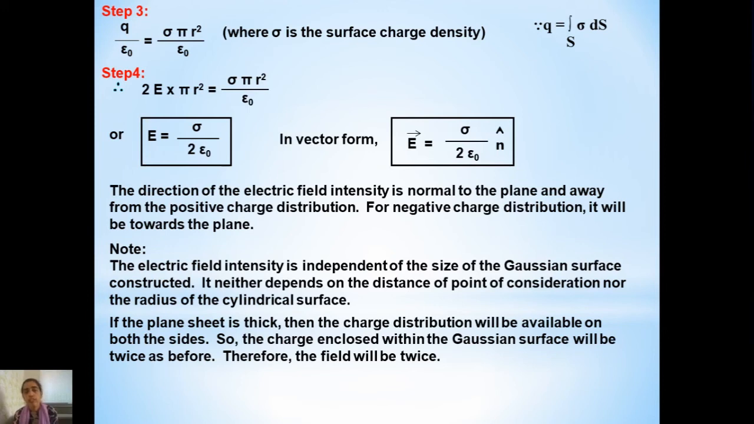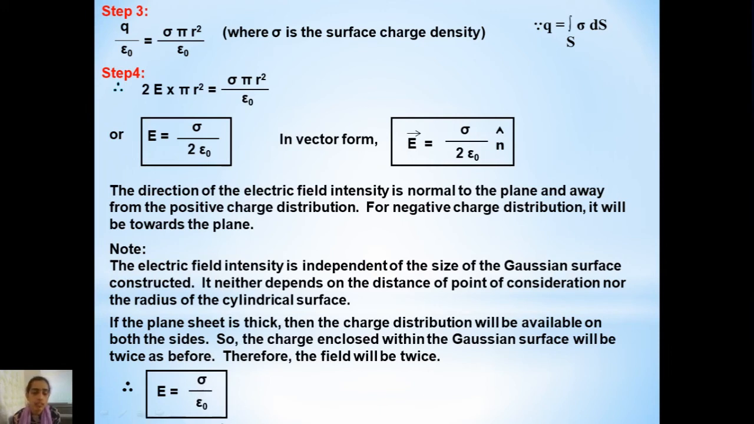So therefore, the field will also be doubled. If the charge is doubled, then obviously the electric field will also get doubled. Then this equation will become E is equal to sigma over epsilon naught, because 2 times, E will be equal to 2 into sigma divided by 2 epsilon naught. The 2 will get cancelled, therefore the remaining equation will be E is equal to sigma by epsilon naught.